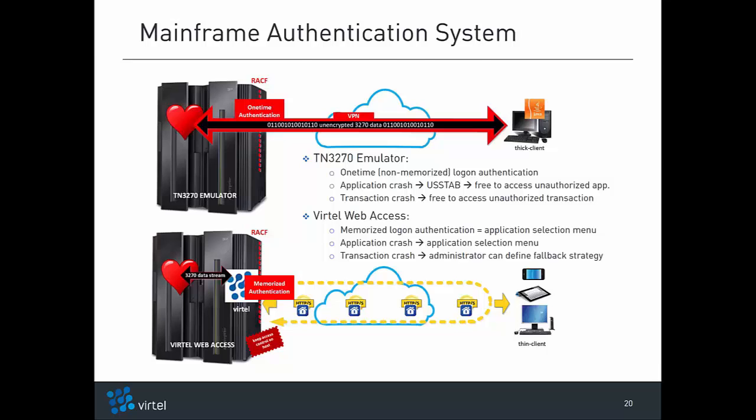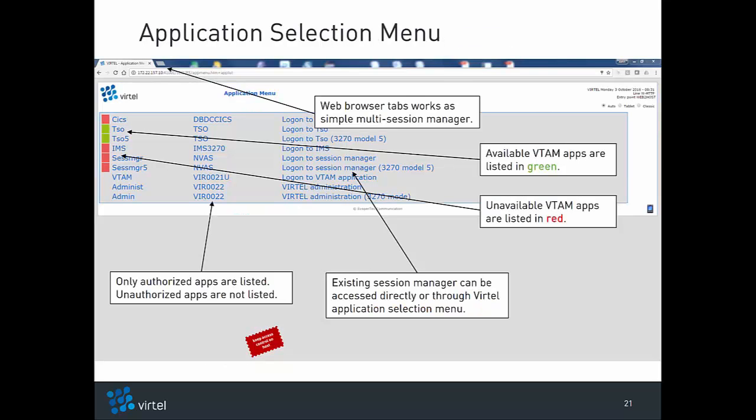Here is the application selection menu that Virtel Web Access serves to a user after a successful logon. It reflects the user's authorization level as identified at logon by RACF, ACF2, or Top Secret. The same exact menu is served again to the user after an application or transaction crash. It prevents the user from roaming free after an application or transaction crash.